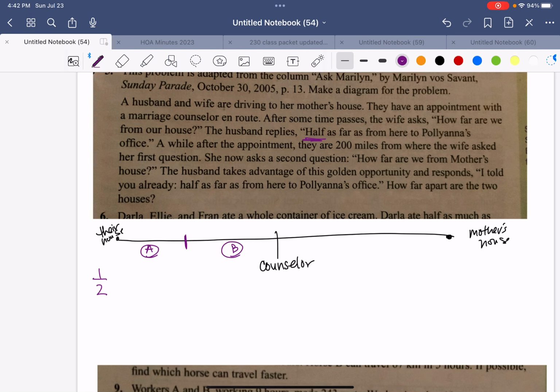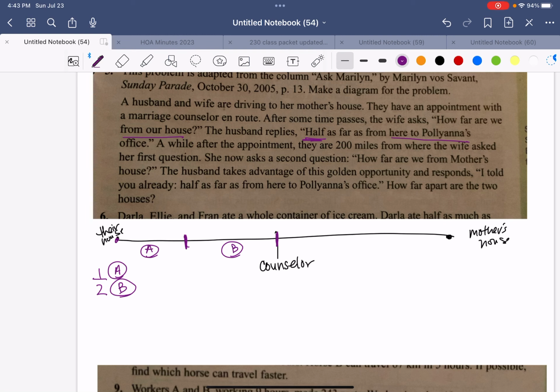So that half represents how far we are from our house. So this point to this point, which is A, and after that is from here to Pollyanna, from here to the counselor's house, that's section B. So that 1/2 represents the relationship between section A and section B.